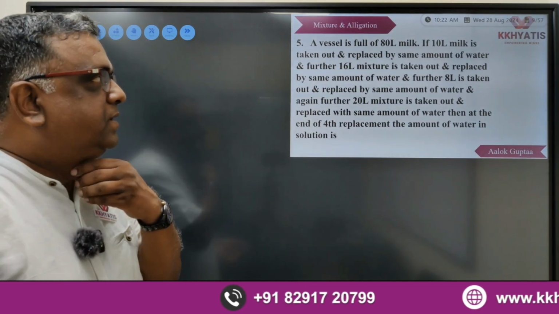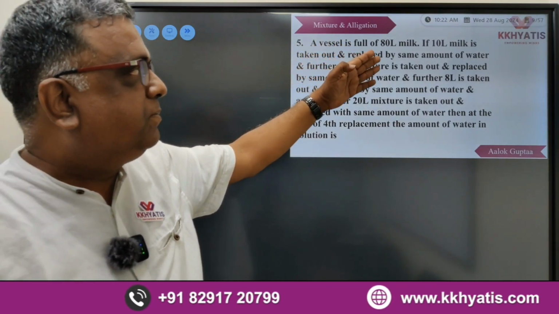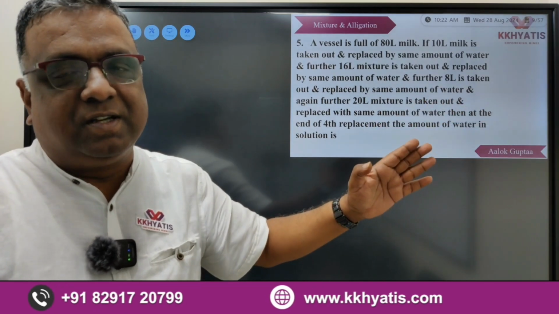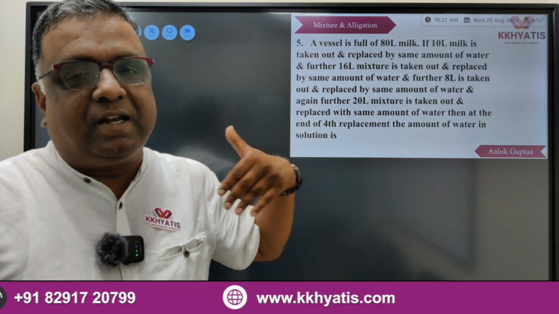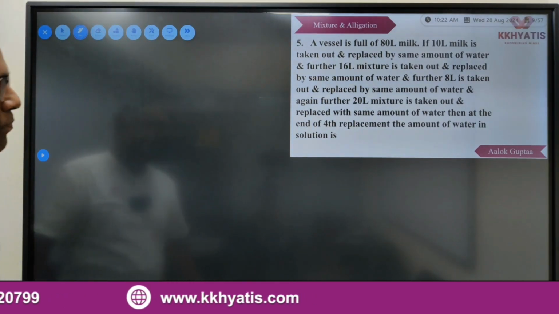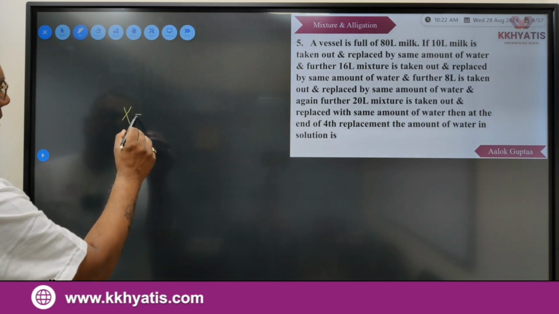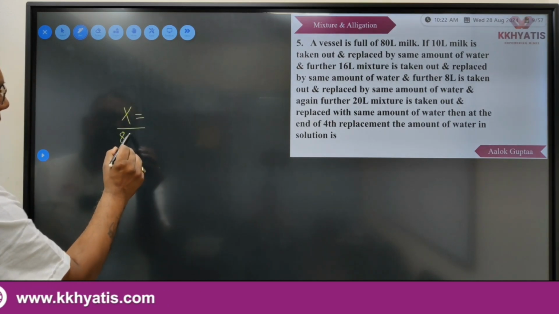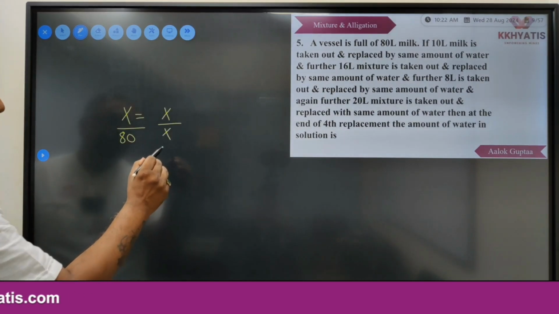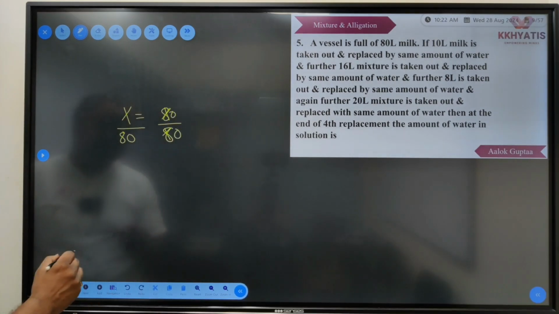So here what is happening is, we will apply the formula on milk only, but every time there is a separate quantity that is being removed and replaced. So we will not directly apply that formula blindfoldedly, we will do it this way. So final quantity of milk left, let us say it is X, upon total final quantity would be 80. Initial quantity was 80, total quantity was also 80.